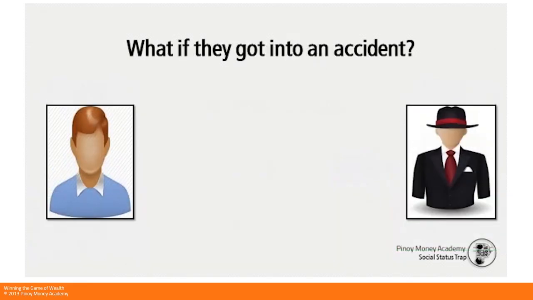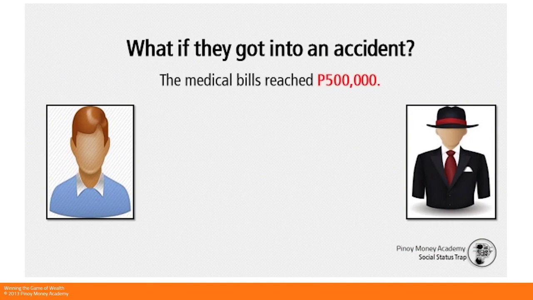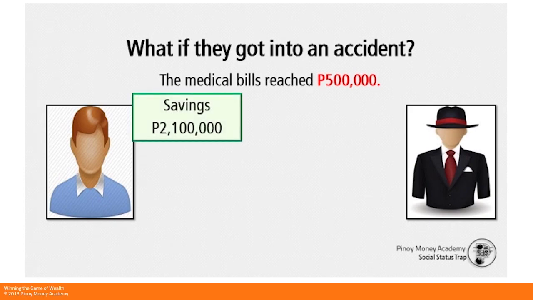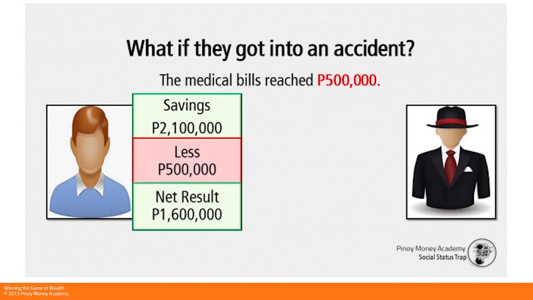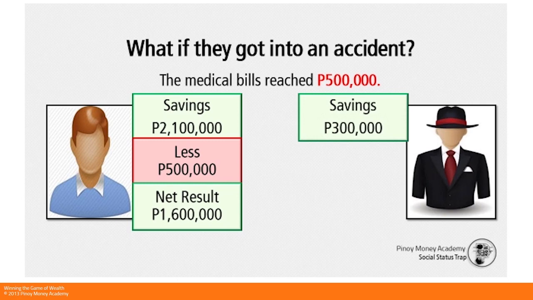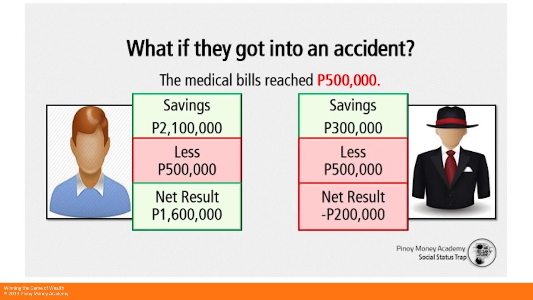So, let's analyze several situations. Number 1, let's say both of them got into a terrible accident and the medical bills reached up to 500,000 pesos. Si Pedro has saved 2.1 million. So, after paying the bills, he still has 1.6 million pesos left. Peter, on the other hand, only has 300,000 pesos. So, yung 200,000 pesos na kulang, kailangan niya pang hiramin. He borrows the money from his company and his friends as well. Ngayon, si Peter na ang nanghihiram ng pera kay Pedro.